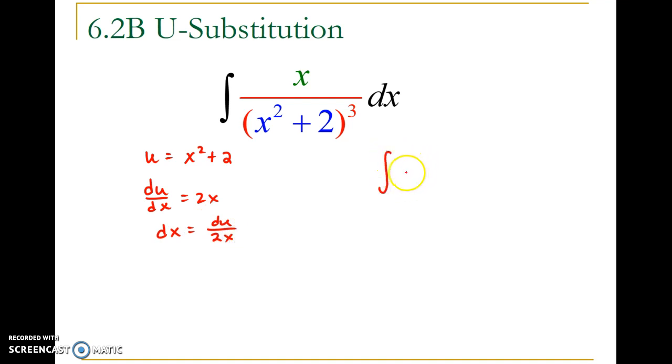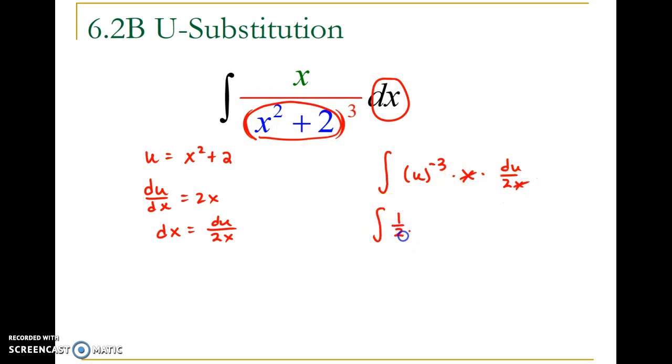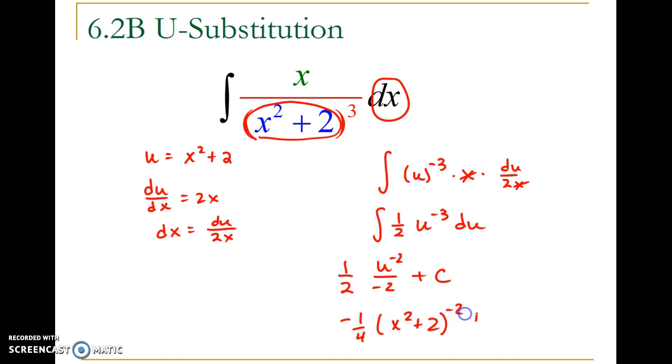So if I rewrite this integral, I'm going to write it with negative exponents. I have u to the negative 3rd times x times du over 2x, because I replaced my dx, and I replaced my x squared plus 2 with u. Now my x's cancel, which is good news, and I have 1/2 times u to the negative 3rd du. Except for the 1/2, it looks exactly like something on my sheet, so I have 1/2 u to the negative 2 divided by negative 2 plus c. So my final answer is negative 1/4, and then I want to replace my u with x squared plus 2 to the negative 2 plus c.